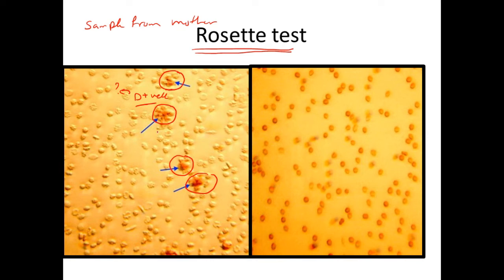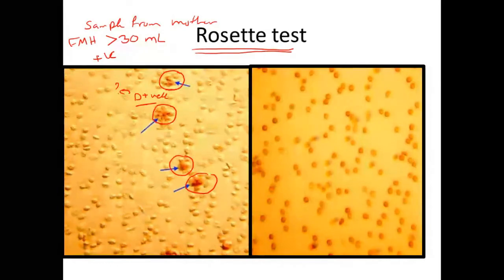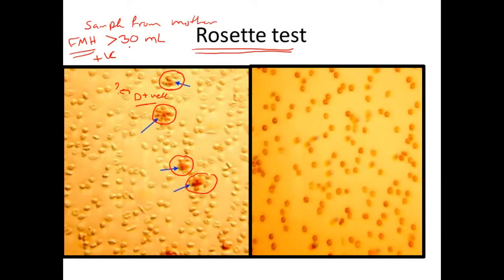So if we have a number of these, there are some more details, but in general when we observe a number of these rosette cells, that means the Rosette test is positive. Which means the bleeding is more than 30 ml. So the fetomaternal hemorrhage is more than 30 ml. That means she may need to take more than one dose of RhIG.